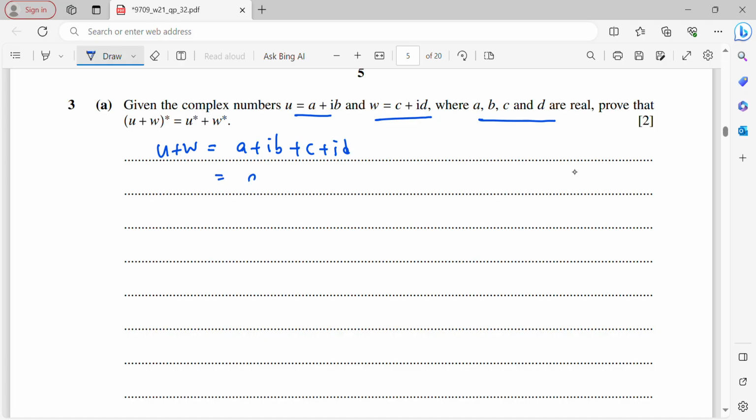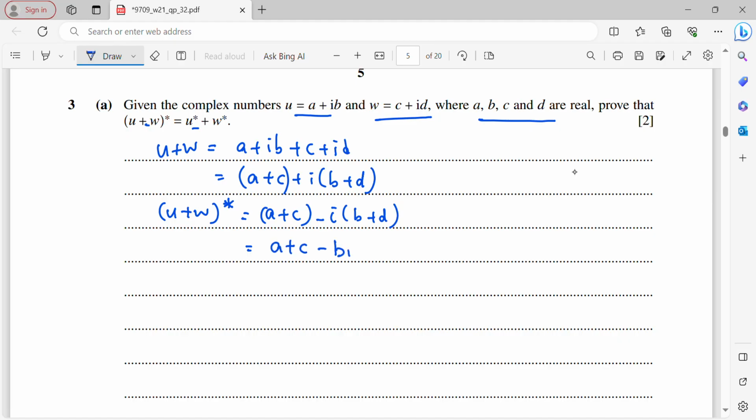So it will be a plus ib plus c plus id. Then here is going to be a plus c plus i(b plus d), which means a plus c is the real part, b plus d is the imaginary part. So the conjugate of this summation is going to be a plus c minus i(b plus d). Now we're going to prove this equal sign. From here, I would say that it is the same as a plus c minus bi minus di.